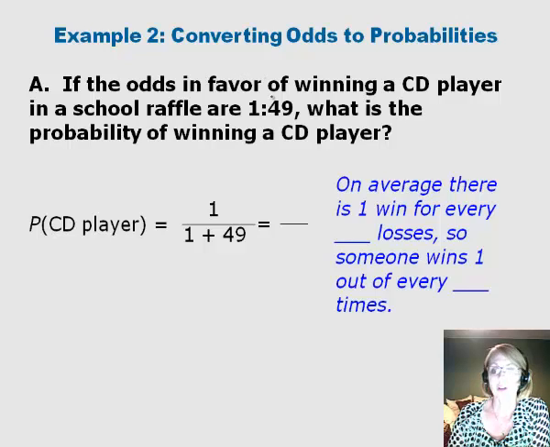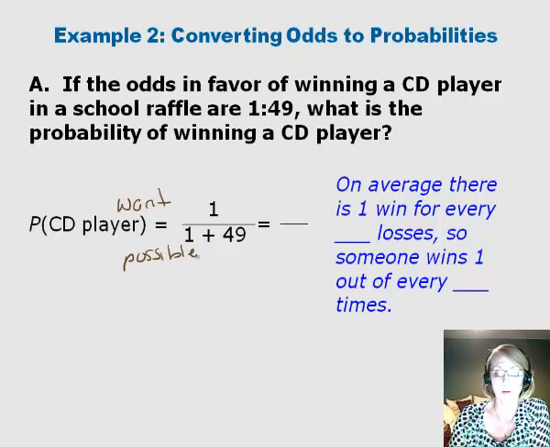We're going to convert our odds to probabilities. So if the odds in favor of winning a CD player in a school raffle are 1 to 49, I want to know what's the probability of winning this CD player. Well, remember, probability is what we want over what's possible. Well, what do we want? We have one chance of winning. We have one CD player.